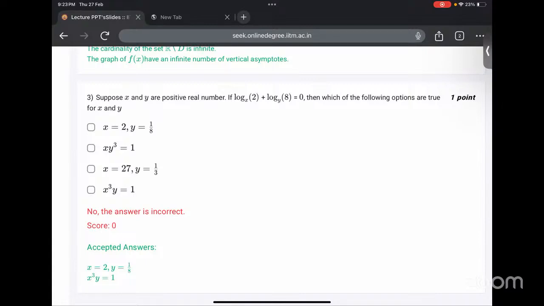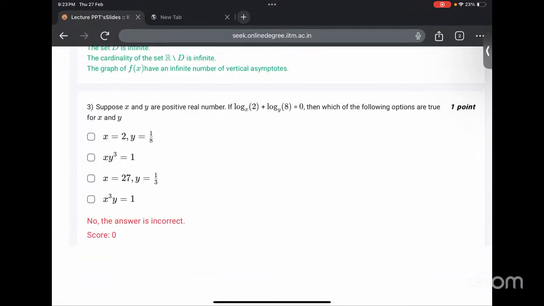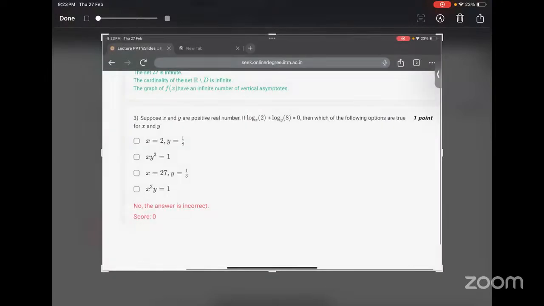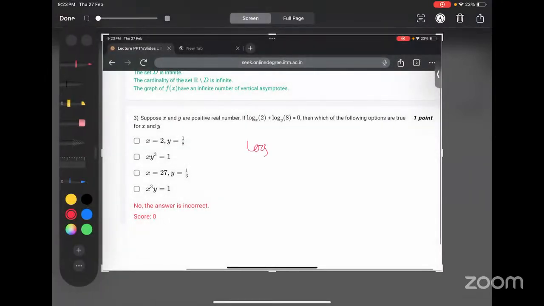How would you change log base 1 by 8 of 8? See, if I have log base 1 by 8 of 8, we can write it as log base 8 to the power minus 1 of 8. This minus we can take out here, minus 1 times log 8 of 8, which is 1, so this will be equal to minus 1. Can you tell me this part, madam? Yes, that part.